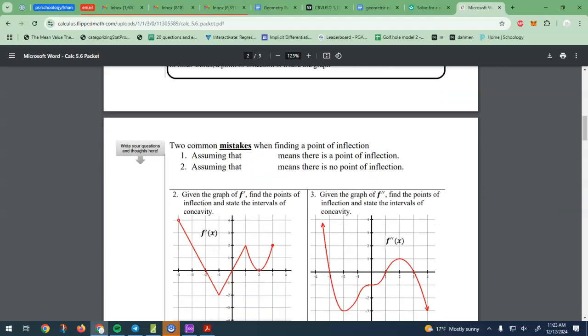So when you do your critical points, when you make your intervals around it, those are possible points of inflection. They're not guaranteed points of inflection. You might solve it and it comes out where this interval is concave up, and then this interval is concave up, and it doesn't end up being a point of inflection. There's just possibilities. You have to check them.